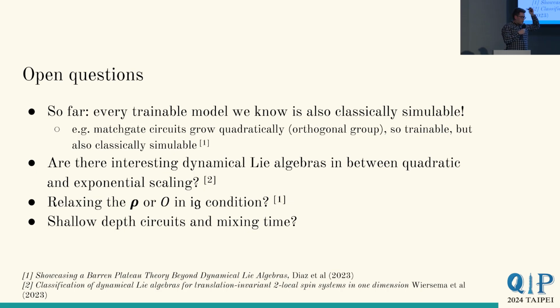So just some open questions before we sign off. One of the realizations that we've had is that every trainable model that we have, meaning it doesn't have a barren plateau, is also classically simulable. Now, this leaves this big open range of can we actually find interesting VQAs? That's a big open question we'd like to think about.